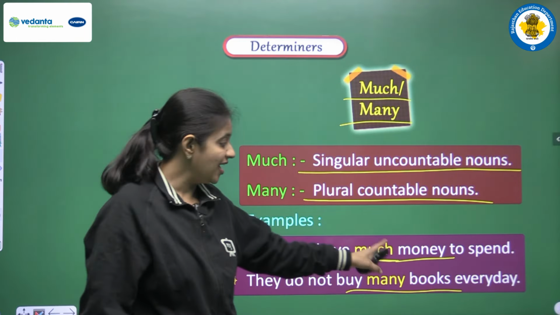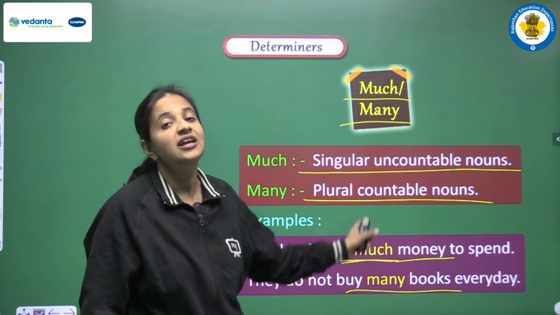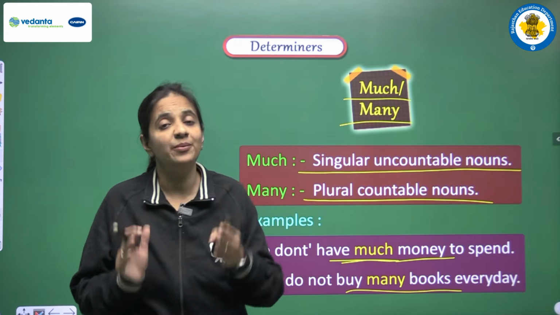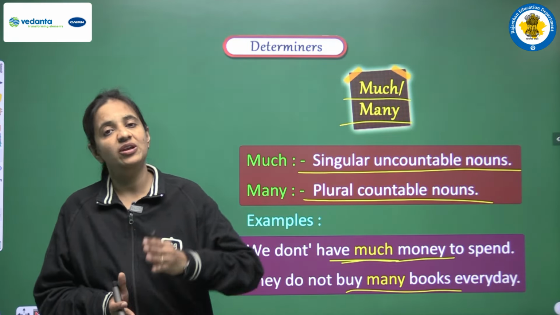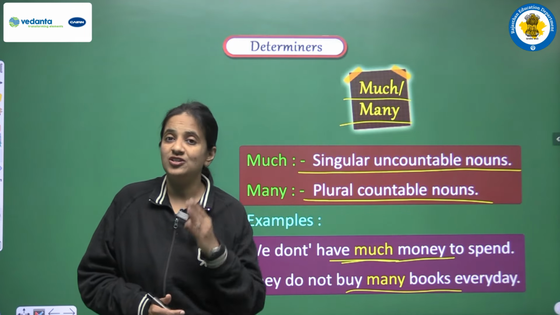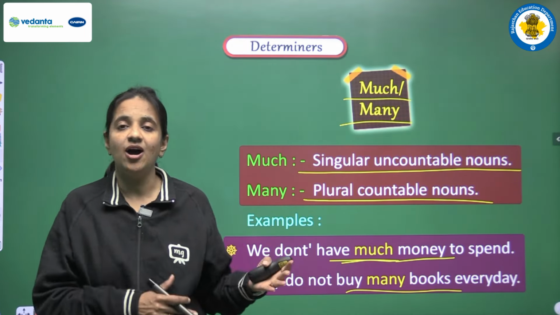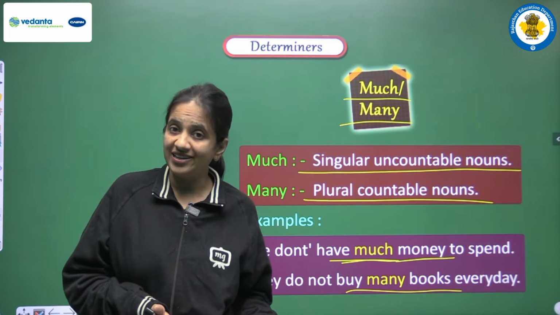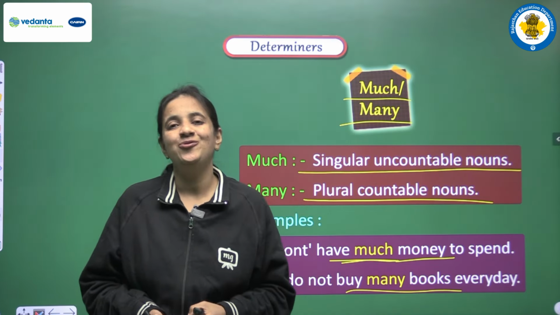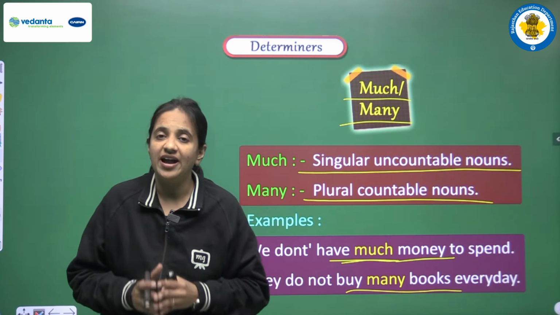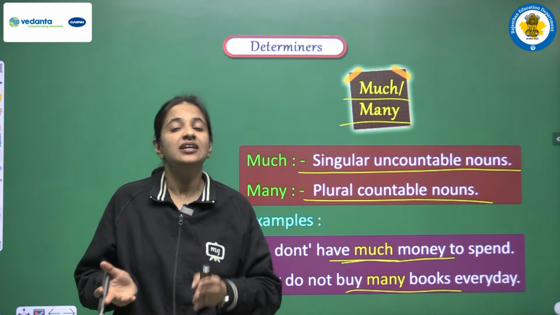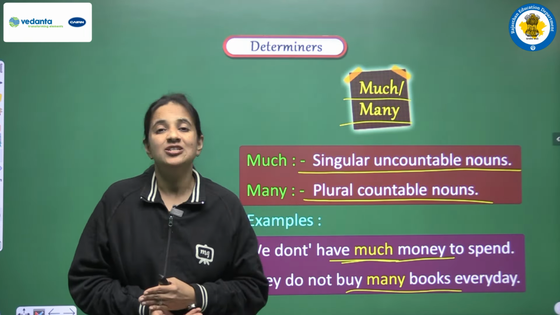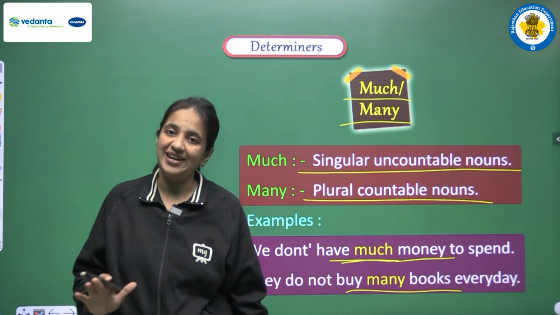So when we are having a countable noun, we have to use many. When we are having an uncountable noun, at that time we have to use much. This is the basic difference between much and many. Clear? So first of all, you have to recognize the noun, whether the noun that we are having is countable or uncountable, and according to that you have to use the determiner. If you find that the noun is uncountable, just use much, and if you find that the noun is countable, at that time you have to use many. Clear?